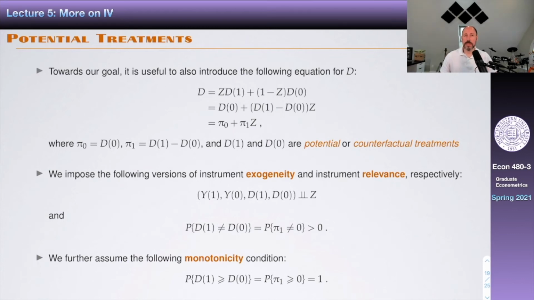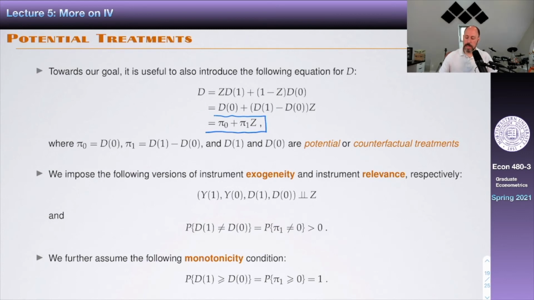This is the last piece of notation, at least for now. So we're going to introduce the following equation for D that will bring the so-called potential treatments. D is now going to be viewed as a function of Z. D is the decision, the treatment, Z is the instrument. And so D is going to be D1 if you get the instrument equal to 1, and it's going to be D0 if the instrument is 0. And if you rearrange, you're going to have something that looks quite similar to what we had before for the outcome equation. So we're just doing the same.